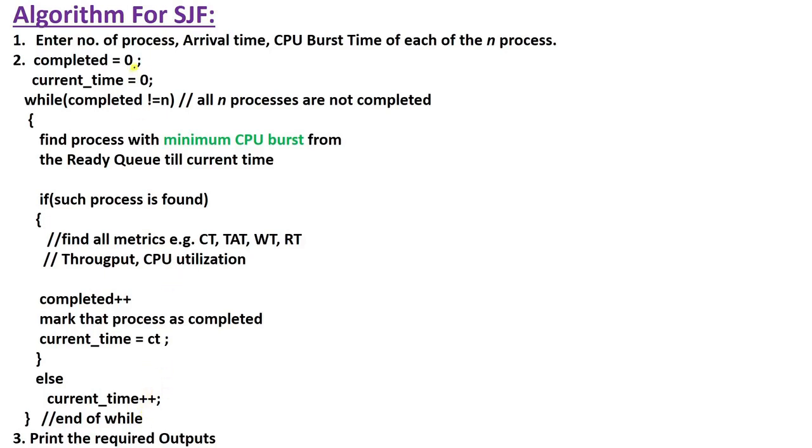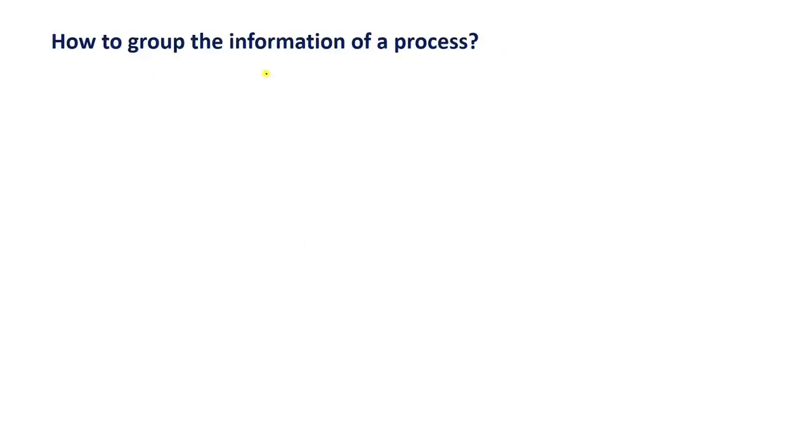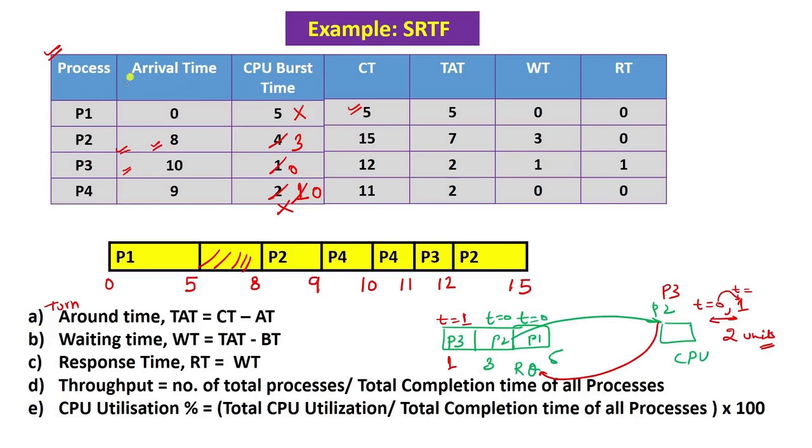So now before moving forward, you know that in the shortest remaining time first also we have to input some information like the number of processes in the system, the arrival time of each process, and the CPU burst time of each of the n processes that we will be entering. Okay, so the first question that I have is how we can group the information of a process. Now a process has a lot of information. What is that information? Each process has an arrival time and burst time associated with it. Then we will compute the completion time, turnaround time, waiting time, and response time. So all the processes have this type of information associated with them. So how can we store this information inside our program?